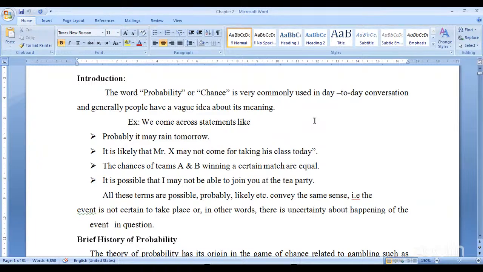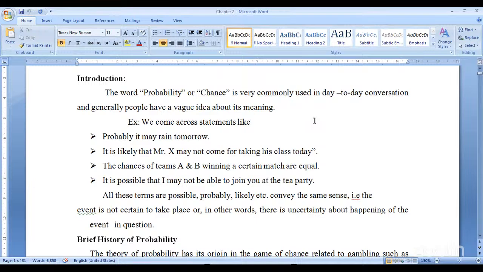See, probability. In probability: elements of probability, meaning of probability, concept, sample space, sample points, and events, types of probability, prior probability, empirical probability, subjective probability, calculation of probability, fundamental rules of probability, conditional probability, statistical independence, Bayes theorem. So these are the important points we are going to see today. Coming to the introduction part here.